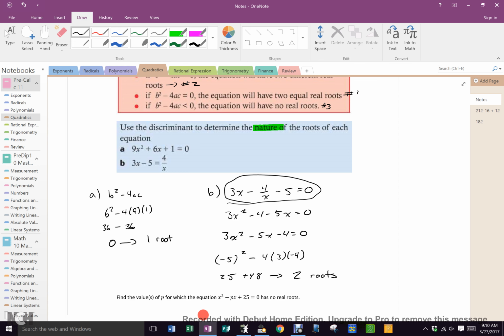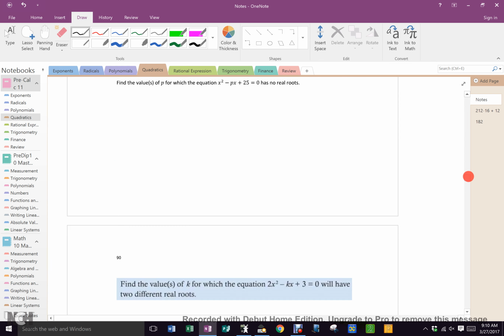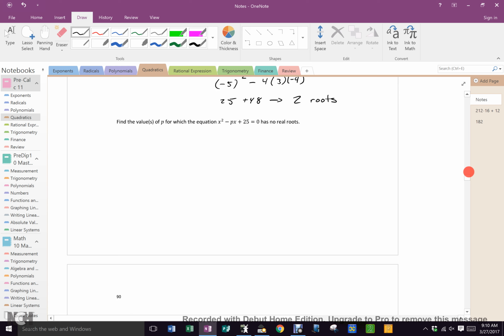All right, so look at this question. Find the values of P, so this will have no roots. What part of this equation will allow me to have no roots? It's the discriminant, yes? What is the discriminant? It is b squared minus 4ac. If that is less than 0, there's no roots, yes?